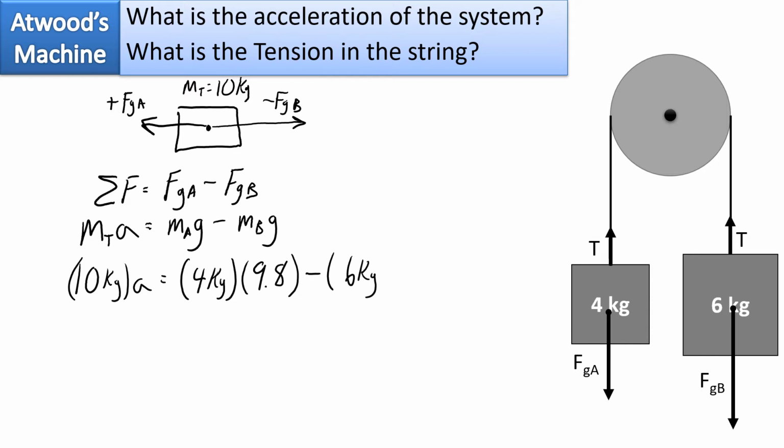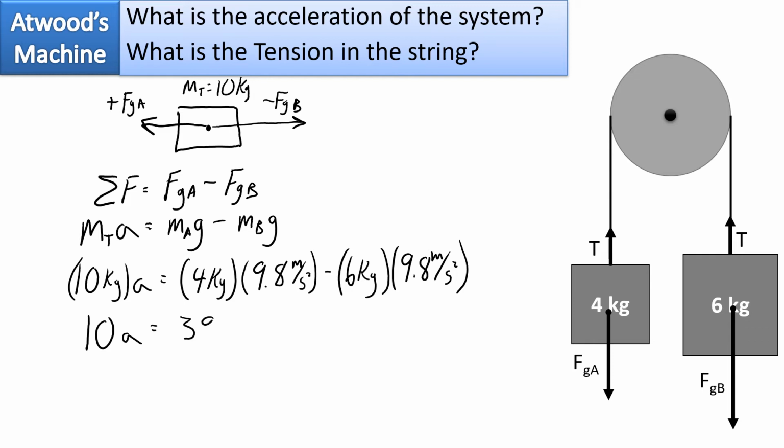Oh, I forgot my units here. Don't want to get points off. All right, times, again, 9.8 meters per second squared, since we already took the direction into account. Now it's just a matter of multiplying. So this is 39.2 newtons in the positive direction minus 58.8 newtons in the negative direction.